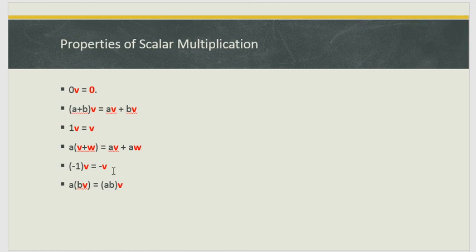Also, I want to point out on this slide, notice that there's not like 0 dot v or 0 cross v, because dotting a vector and crossing a vector are different, and we'll get to that later.